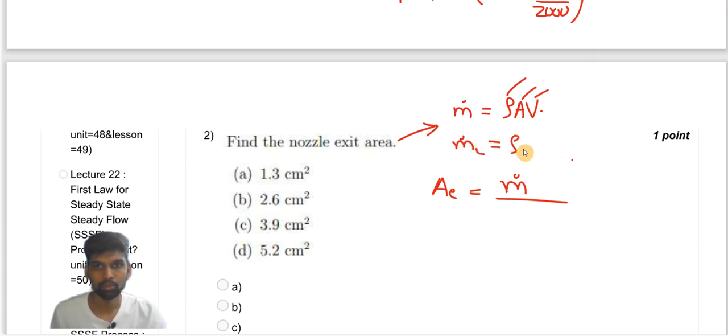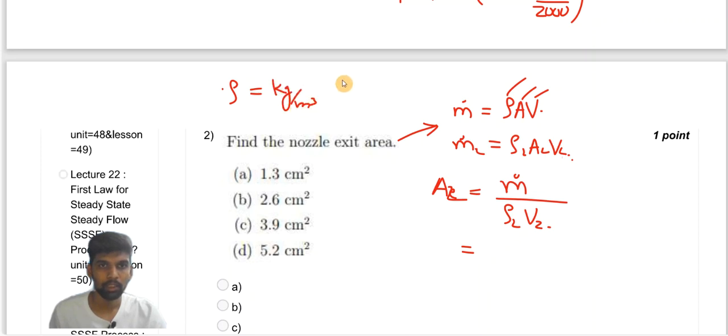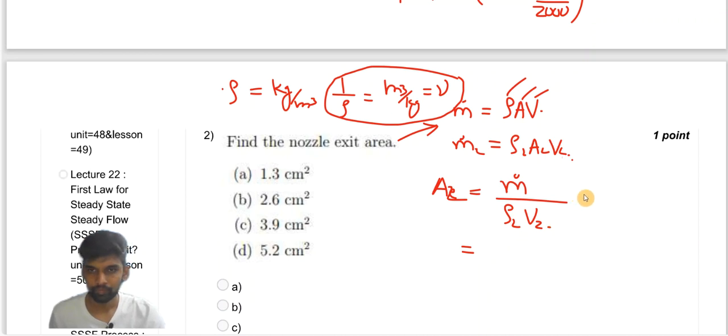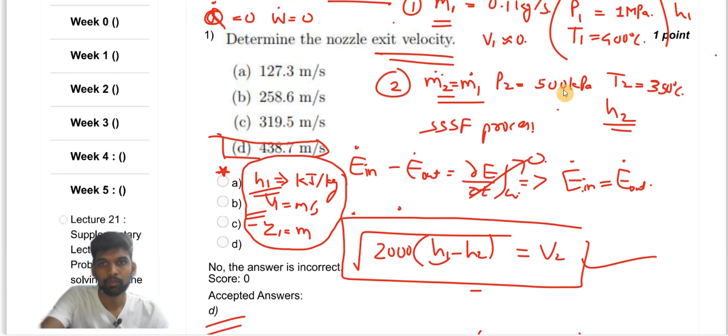So it is A2 equals m dot by rho 2 V2. Okay, so we know that density is in kg per meter cube, and 1 by density is in meter cube per kg, which is nothing but equal to specific volume. Okay, so it is m dot v2 by V2. This is specific volume, this is velocity. Okay, since we have calculated exit velocity from above, and from the steam table we can get value of v2.